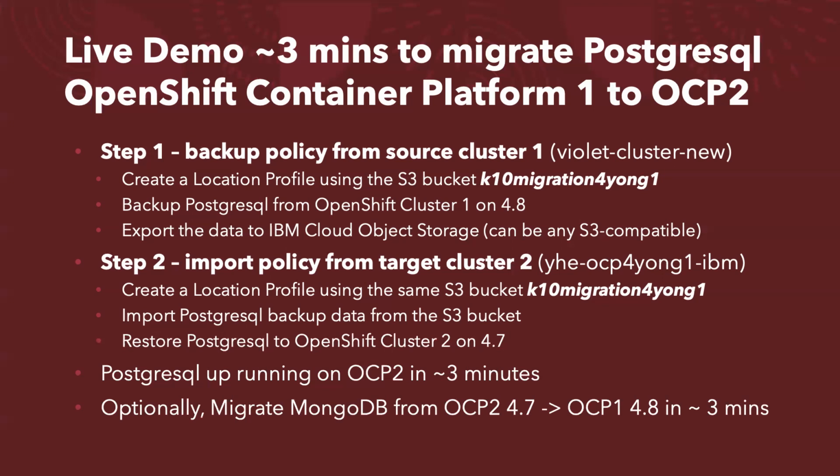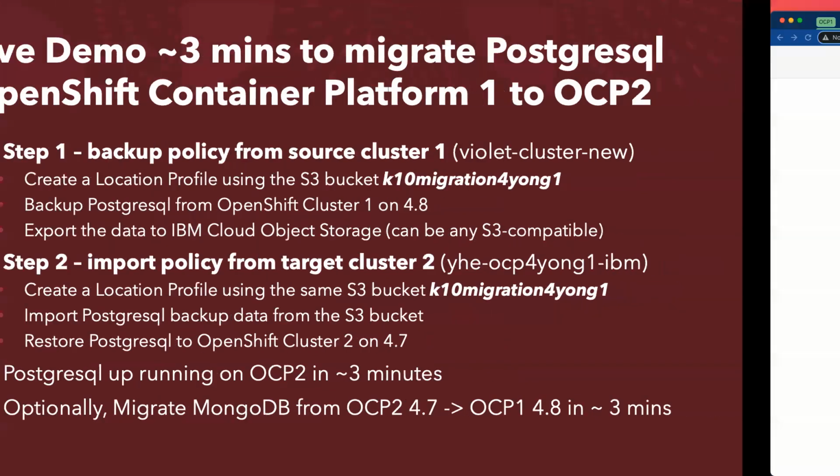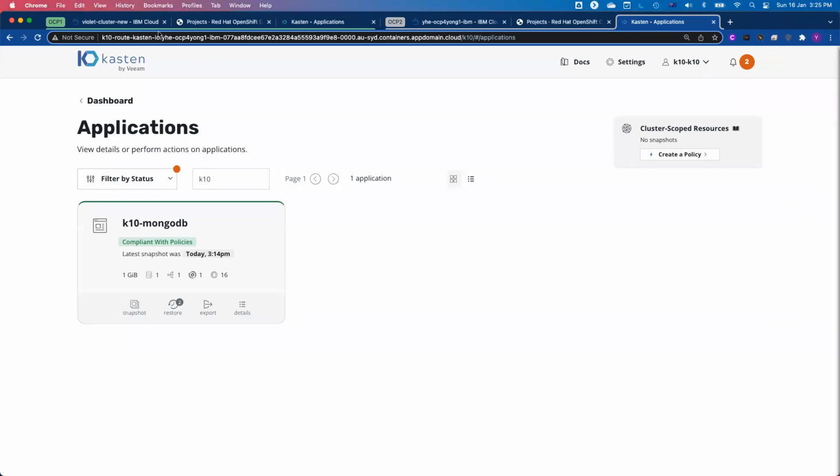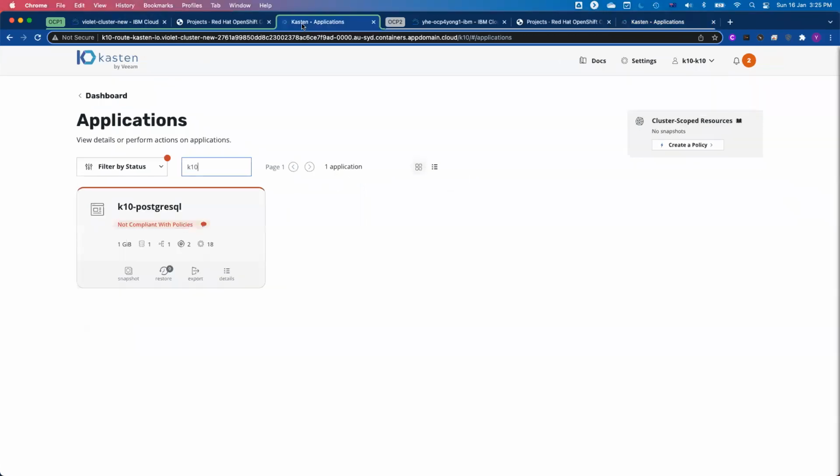Optionally, if you want, with similar steps, you can configure to migrate MongoDB from my OCP2, which is running 4.7, to the OCP1, which is running 4.8, also in about 3 minutes. Okay, before that let me actually log into my console. Let me show you. So from my first cluster, this is my first cluster here.